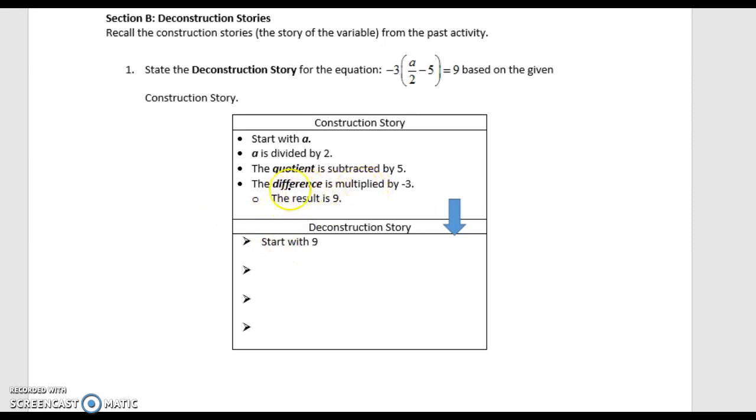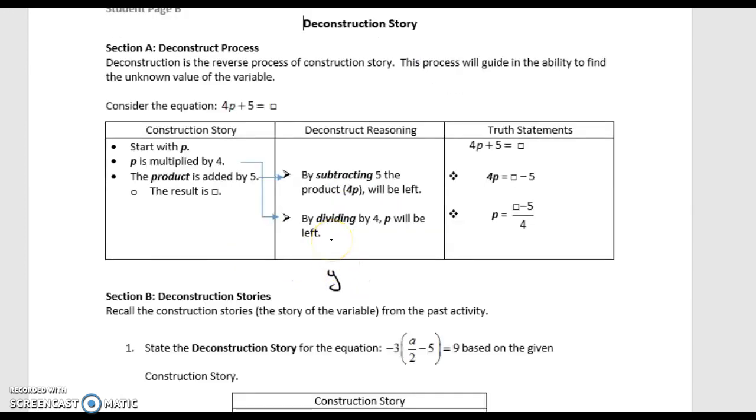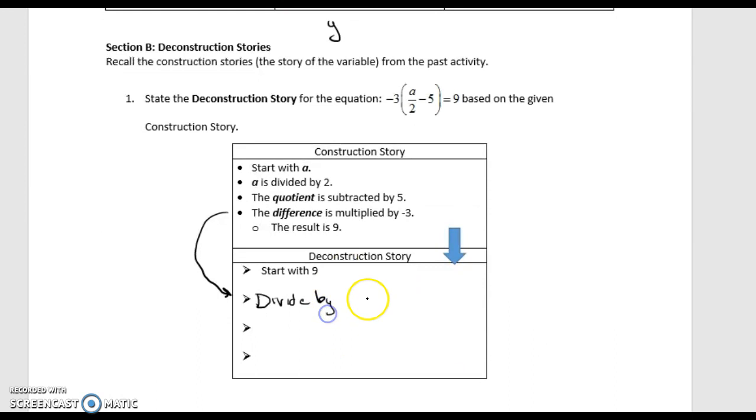The difference is multiplied by negative 3, so this step is going to be divide by negative 3. If we're multiplying by negative 3, we're going to divide by negative 3. We know that the difference is going to be left over here, and I'm just going to put this on the side to note it: that difference is a over 2 minus 5. That's what we would be left with.